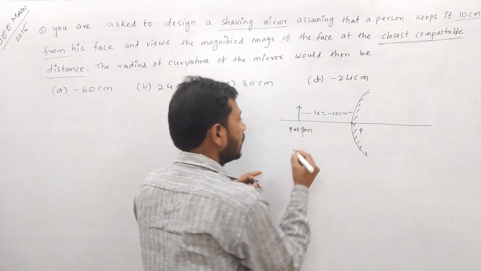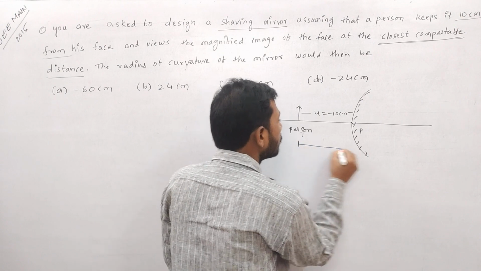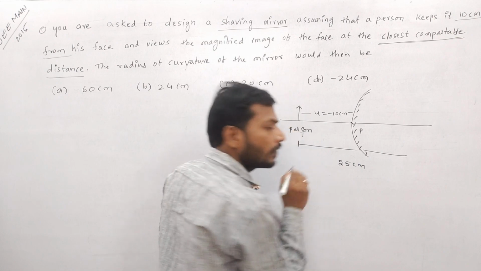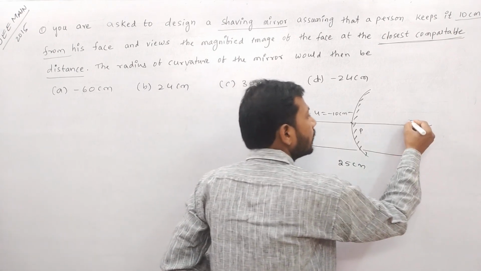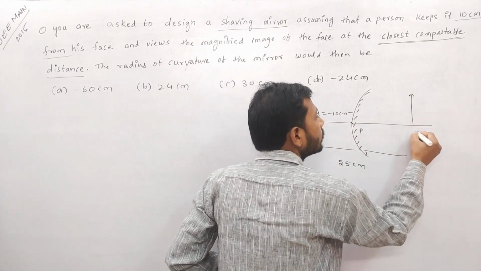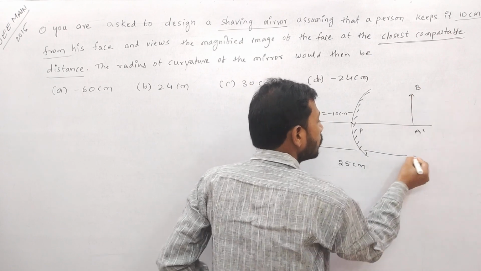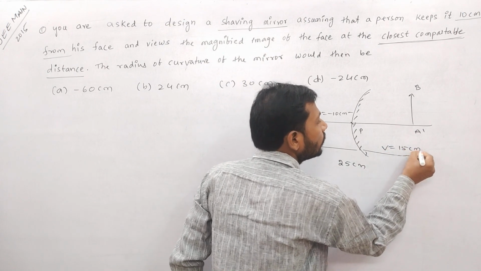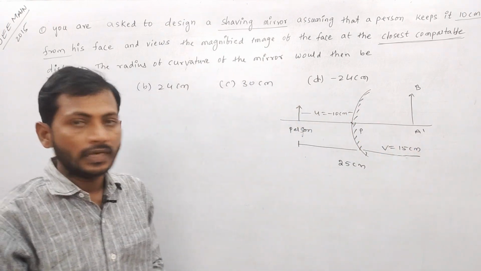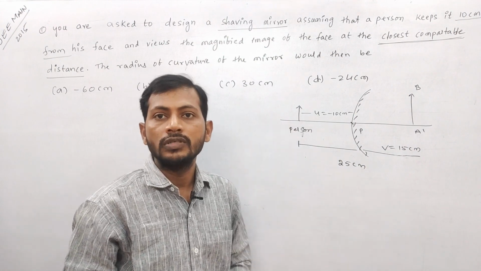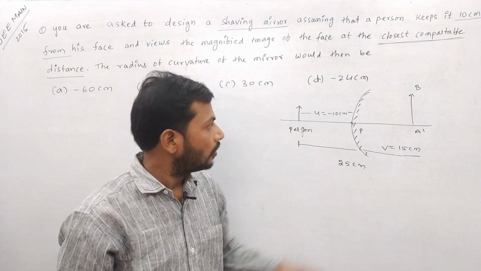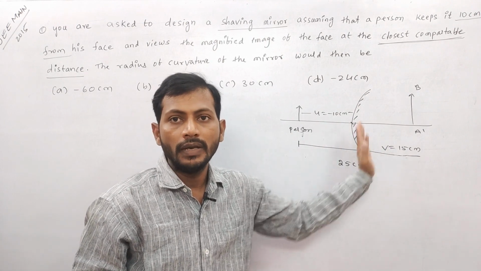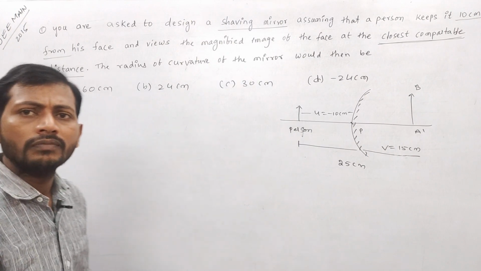Then where is the image, sir? I take the image distance from him as 25 centimeter. Somewhere here is the image of the person, A dash B dash. From here to here it is 10, so the remaining v equals 15 centimeter. If you understand this situation, you can solve the question very easily. Is it clear to you? Now you have u equals minus 10, v equals positive 15 because it is on the right side. Then you can find r directly.